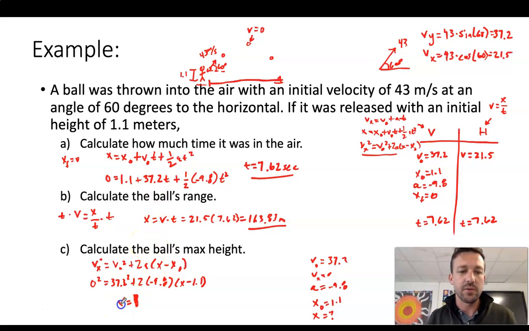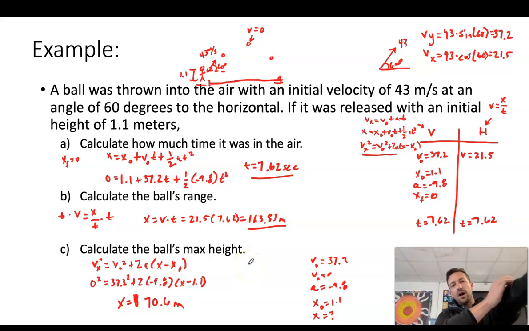So x is going to be equal to, here, I'll do it real quick. Algebra solve, and I'm just going to do this. 0 squared equals 37.2 squared plus 2 times negative 9.8 times x minus 0. And then I want to go outside of that parentheses there and put comma x. And I get an answer of, the max height was 70.6. So it went 70.6 meters into the air, right? That was the vertical height that it went.